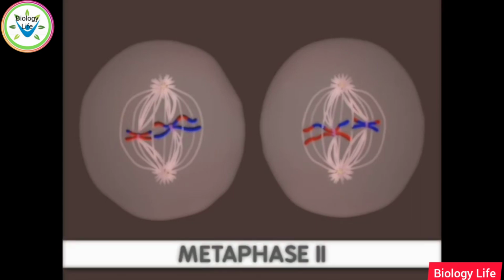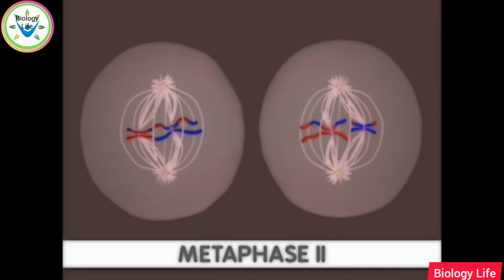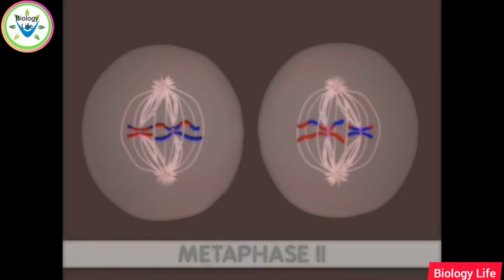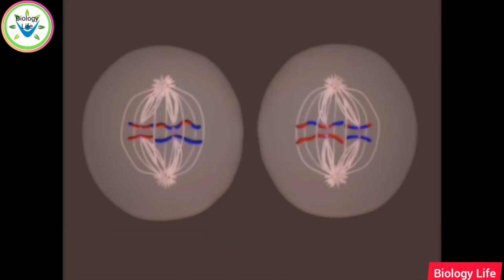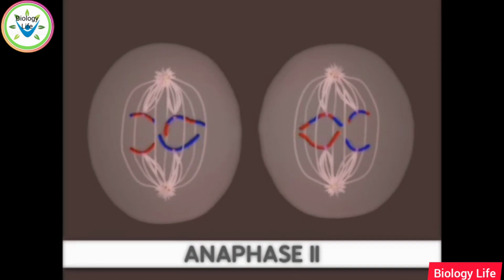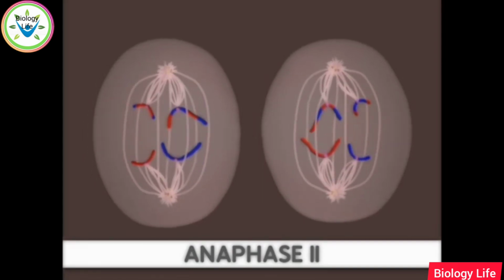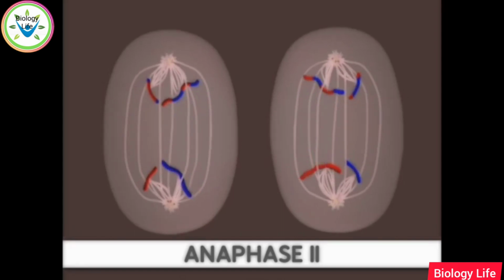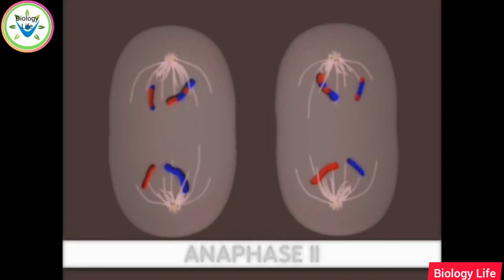In Metaphase 2, the chromosomes align at the equator of the cell. Again, the alignment is random. Since the sister chromatids are no longer identical, there will be many different possible ways for these chromosomes to align. In Anaphase 2, the sister chromatids are pulled apart as the microtubules shorten. Also, the ends of the cell are pushed farther apart as microtubules elongate.